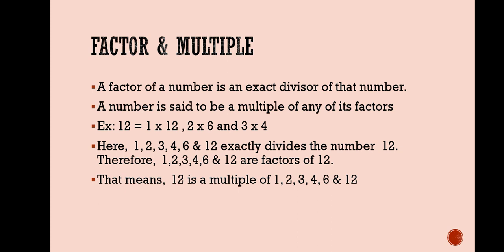Because 1 into 12 is 12, 2 multiplied by 6 is 12, 3 multiplied by 4 is also 12. So once again, a factor of a number is an exact divisor of that number and a number is said to be a multiple of any of its factors. I hope it is clear to you.